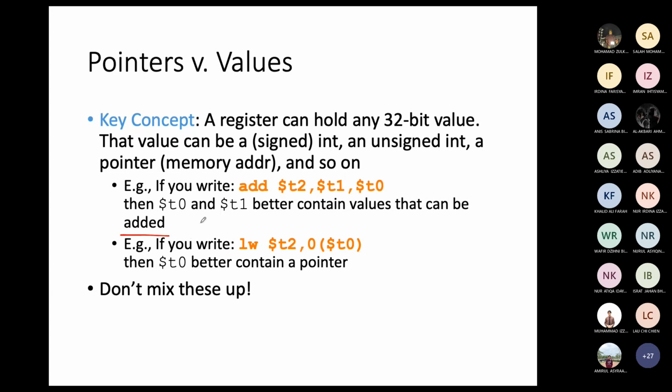Another example is if you write load word T2, offset 0, with base pointer T0. Then this T0 must contain a pointer, which in this case is a memory address. It must contain a memory address. So don't mix up, because a register can contain any value.